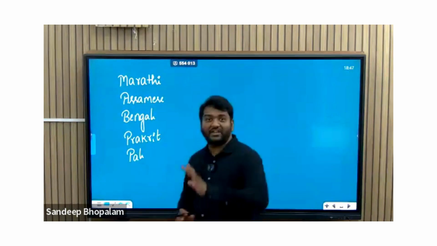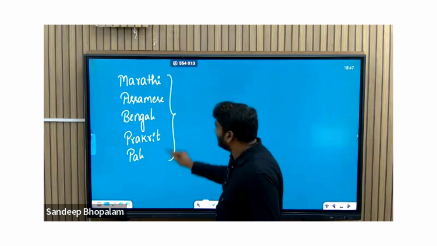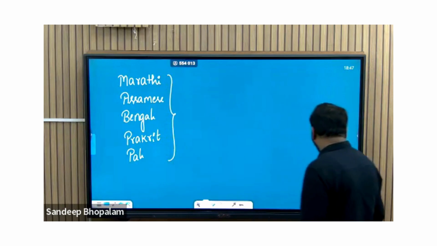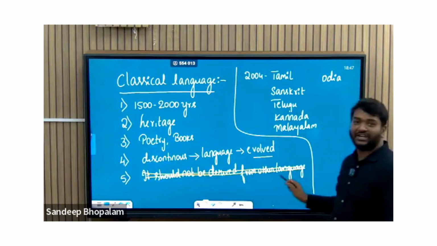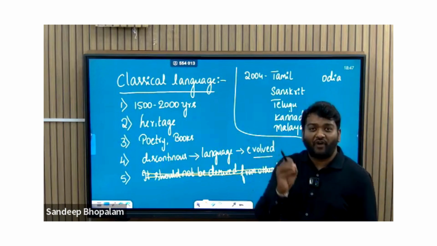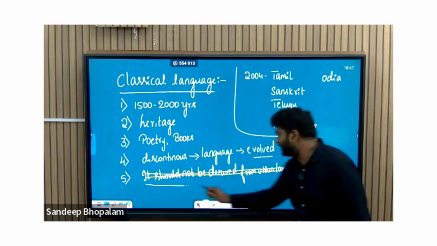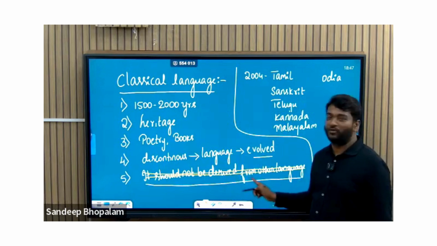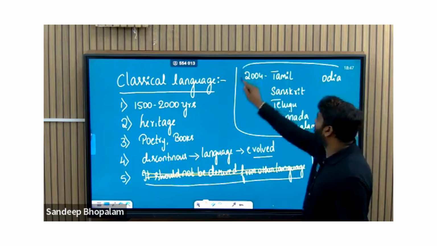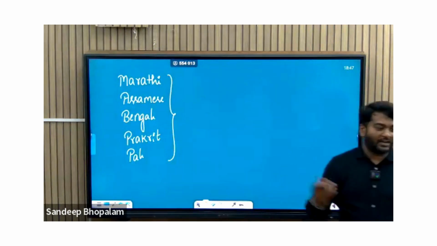So these were not given classical language status, but recently all these were given classical language status the moment we removed this condition. So in prelims, the question will be: what are the conditions for classical language status? They may give you these 5, and remember this one is being removed. And which were given before? These. And which were given now? These.